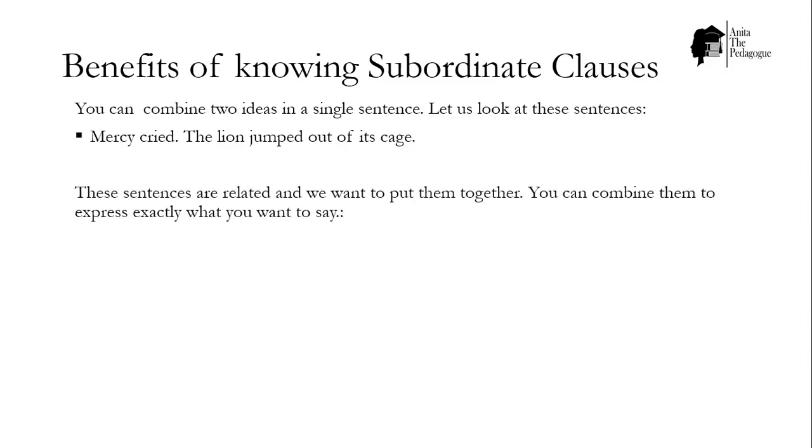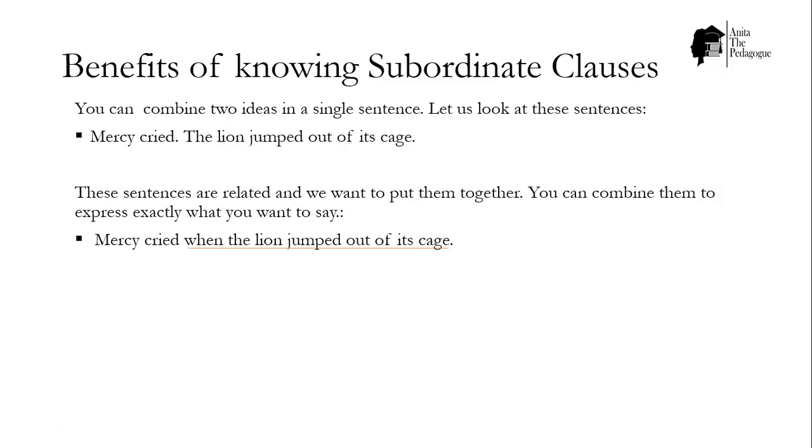These sentences are related and we want to put them together. That is, we want to combine them. So you can combine them to express exactly what you want to say. Now, what do you want to say? Mercy cried when the lion jumped out of his cage. You realize that in joining it, we have used "when," a subordinator. So here, we realize that "when the lion jumped out of his cage" is our subordinate clause.